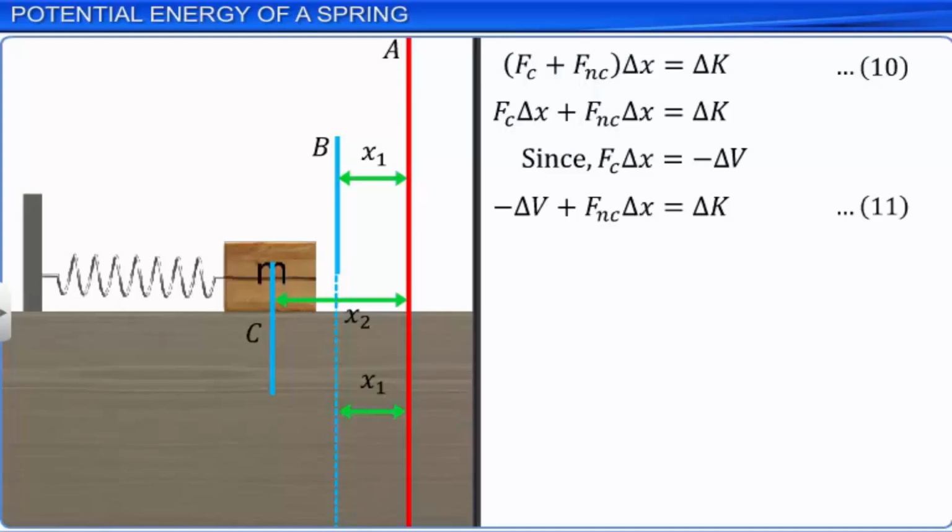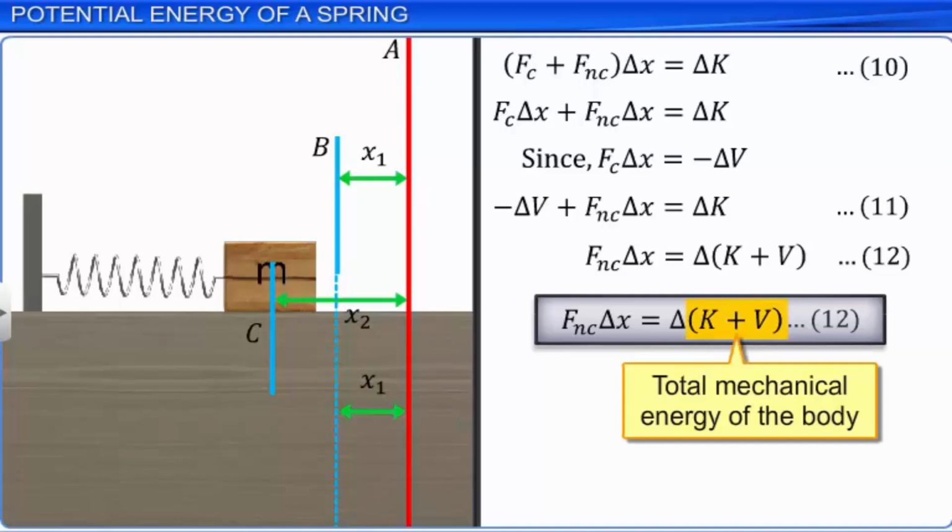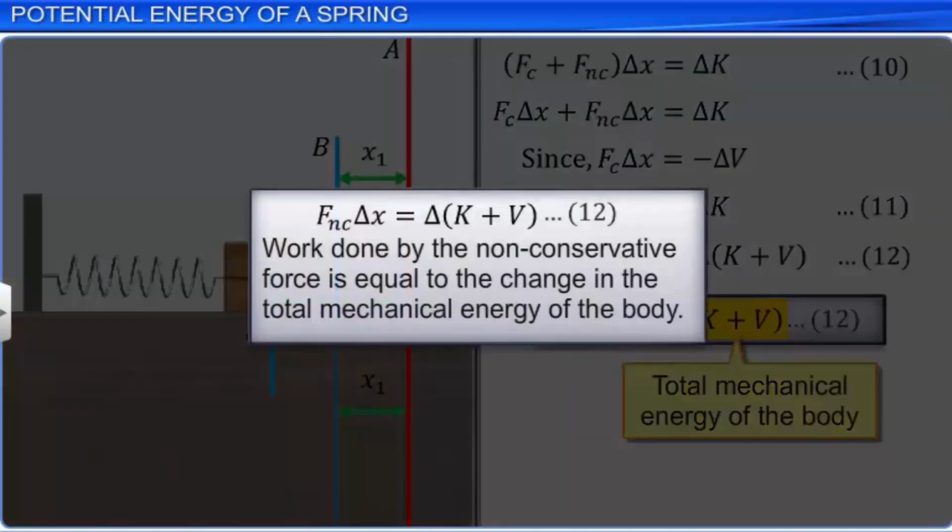We have Fnc Δx equal to Δ(K + V). Let this be equation 12. Since K + V is the total mechanical energy of the body, which is the sum of the kinetic and potential energy of the body, equation 12 shows that the work done by the non-conservative force is equal to the change in the total mechanical energy of the body.